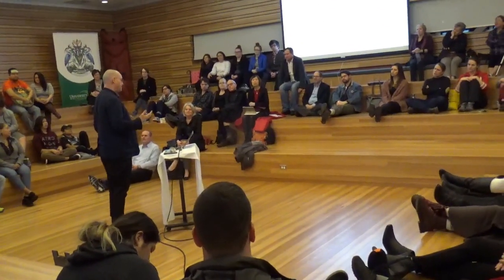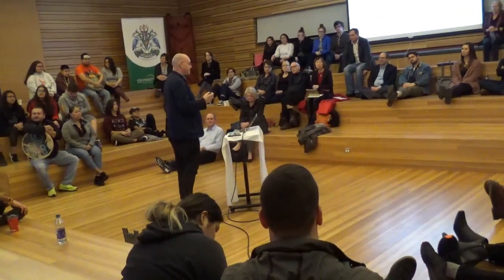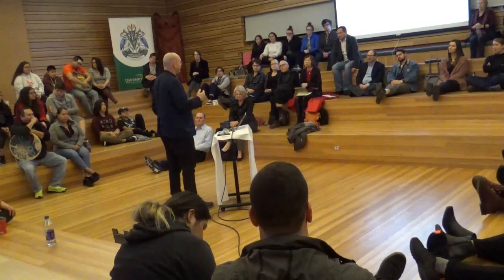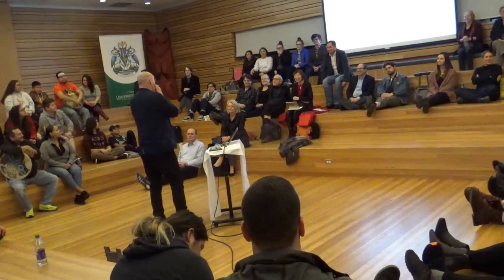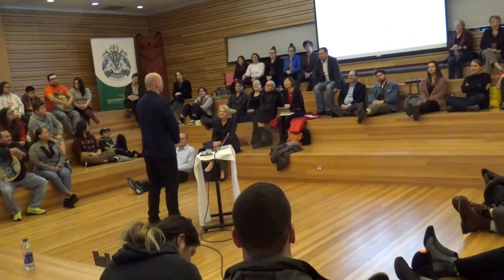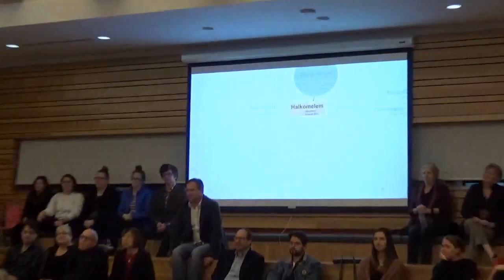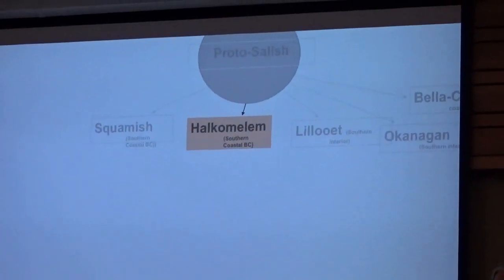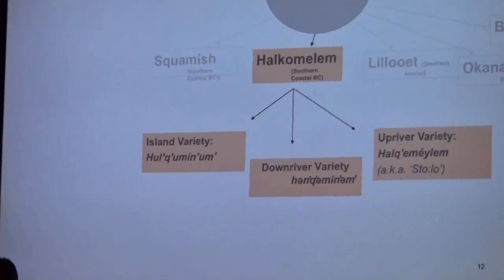Sometimes social factors will kind of override that, like Chinese is actually, from a linguist perspective, 12 languages, but they want it to be one language, so okay, fine. Now, when we talk about Halkomelem, we're talking about one of the languages in the Salish family, so descended from this ancient proto-Salish language. It's not mutually intelligible with Squamish or Lillooet, but Halkomelem itself has three different varieties.